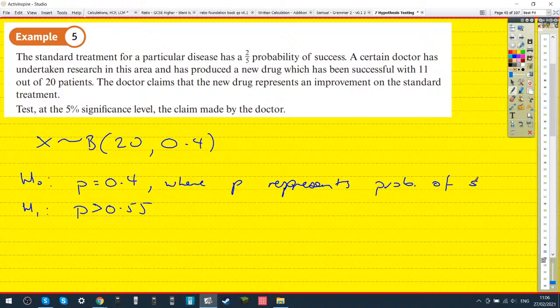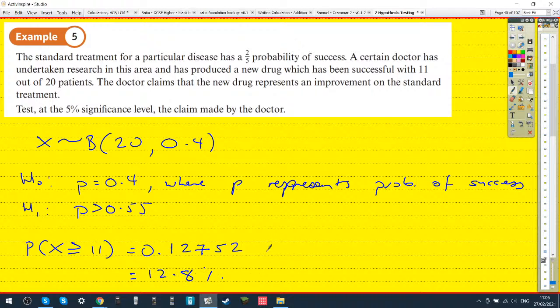I got 0.12752. So the probability x is greater than or equal to 11 is 0.12752. So that's 12.8%. Yep. And so use that to test this claim.